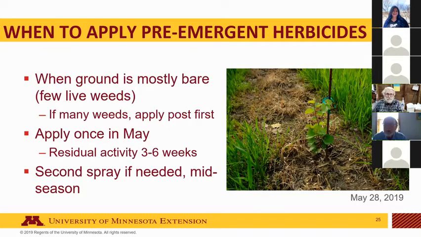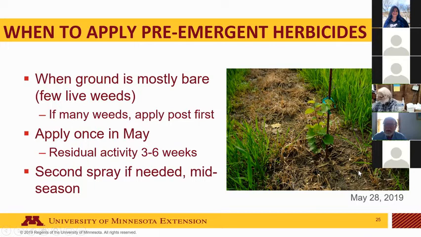Let's talk about when to apply pre-emergent herbicides. They are going to be most effective when the ground is mostly bare, so you have few weeds actually living. Like in this picture here, the grower had already done a post-emergent burn down of the grass in the rows in order to plant new vines. And so he is now able to spray a pre-emergent herbicide.